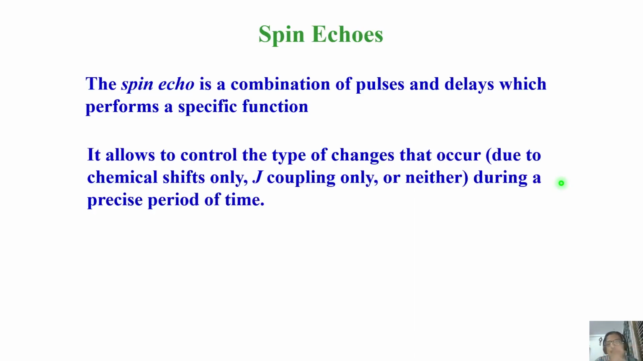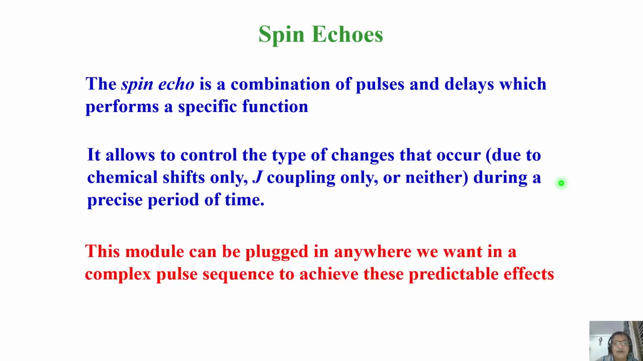And we can do several types of experiments. Using spin echo, we can control what changes occur because of chemical shift only. We can set a delay between the pulses, and during this delay I will explain what happens. We can find out whether only chemical shift will refocus or only J coupling will refocus. Such a module is so simple and small, you can put it anywhere in your complex pulse sequence, so that you can manipulate the evolution of magnetization, and whatever predictable information you want can be obtained.